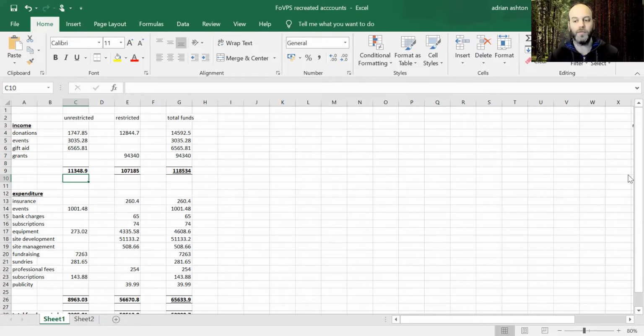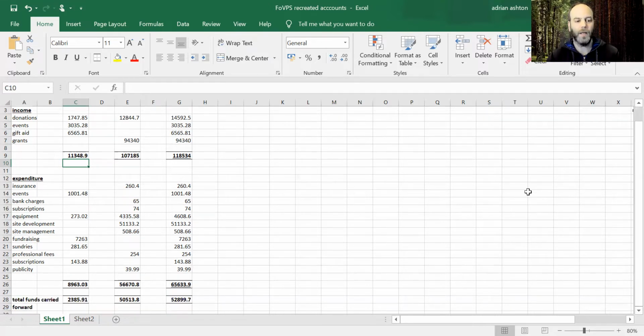Okay, so that's income coming in so far. Then we go down the table a little bit. I would start to say expenditure. What's the charity spent the money on? We break it down that way. Again, usual kind of headings.